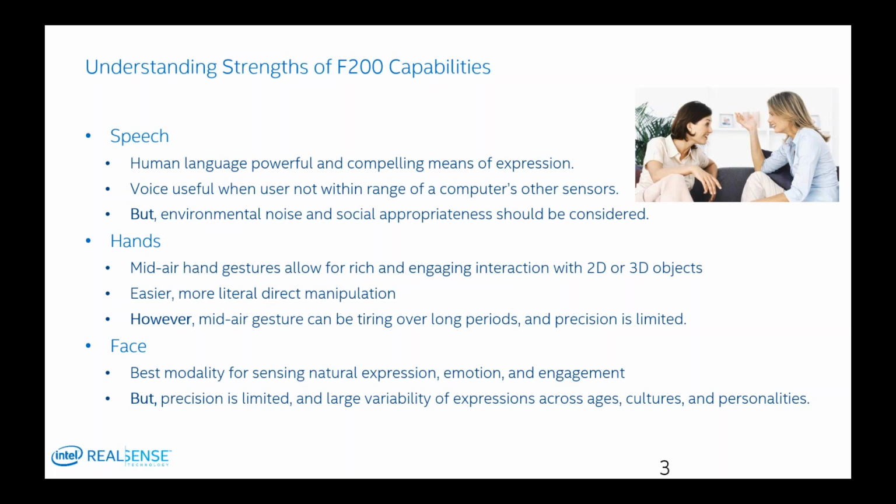Hands are of course one of the biggest usages with the RealSense F200 camera. To design for hand tracking, you really need to understand the field of view of the camera and some common issues with hand gestures such as occlusion and others. I'll talk more about this later in the slides. But hands allow for really rich and engaging interactions, and they are really cool when you can have a feeling of direct manipulation.